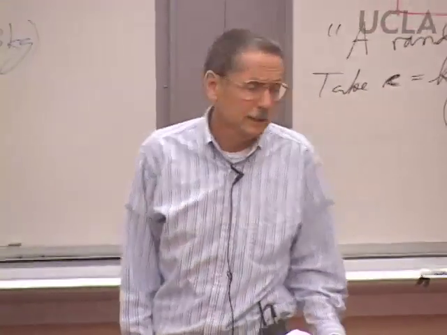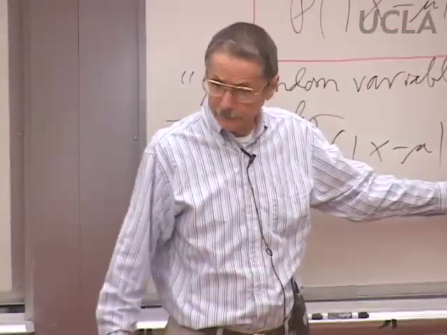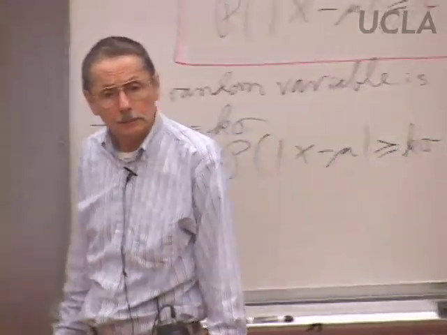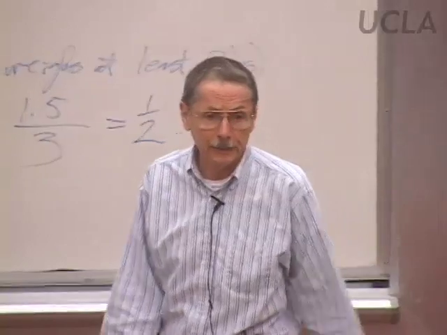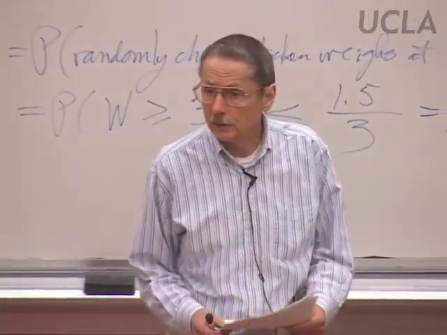Well, so that tells us nothing useful about the probability of being, say, one standard deviation away from the mean, because this would just be 1. But it tells us that the probability of being 10 standard deviations away from the mean is going to be really small.